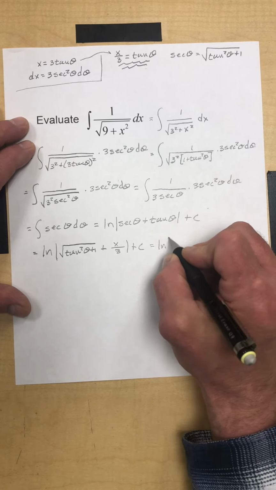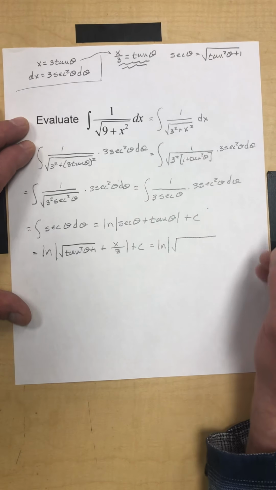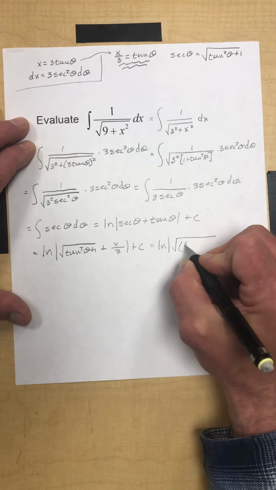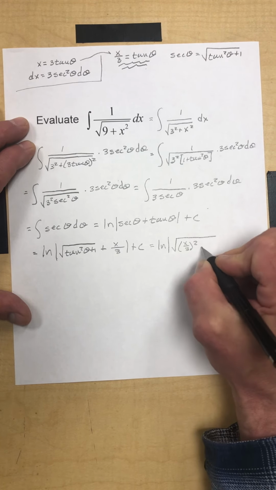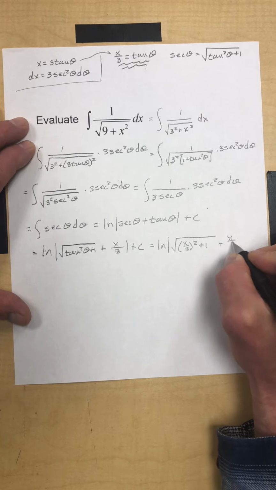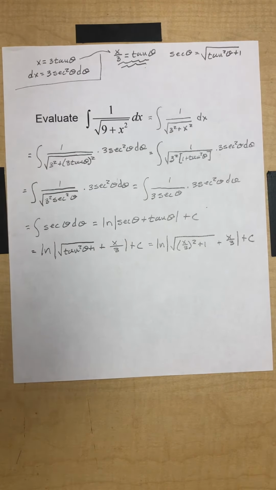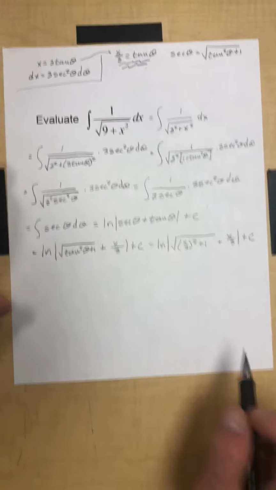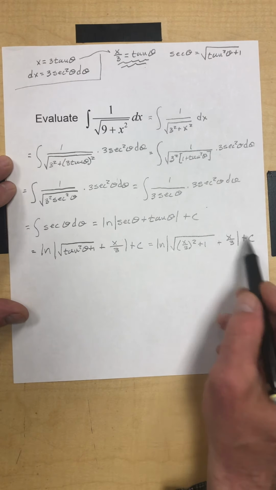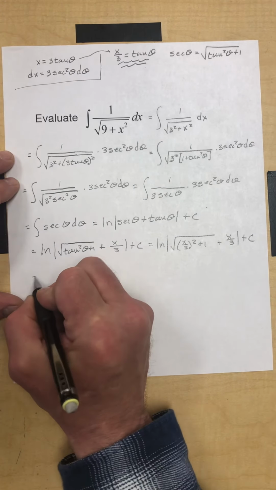So we get the natural log of the absolute value of the square root of x over 3 squared plus 1, and then I have this plus x over 3 outside. All right, well, we're in good shape because we've gotten rid of all of our thetas. Now it's just a matter of simplifying this. So let's see what happens here.